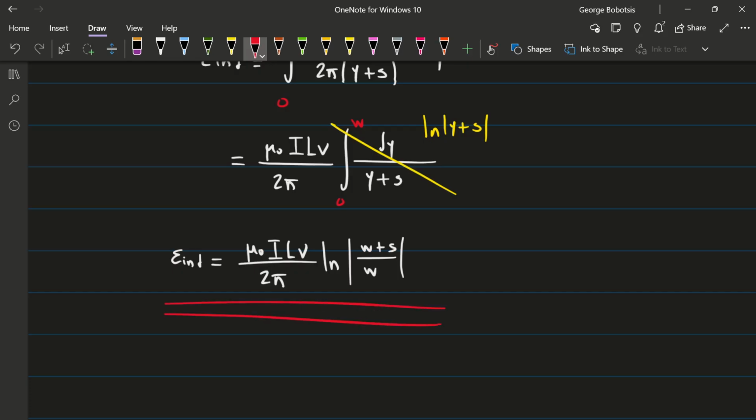I want you to see that it's sensitive to the velocity. The higher the velocity, the more rapid the flux change and the higher the EMF. It's also sensitive to dimensions here. The wider your loop is, the bigger your loop is, the bigger the effect. W plus S dominates over this. So the bigger the dimensions, the bigger this logarithm is. And what else here? I think that's it. That's all I have to comment on.